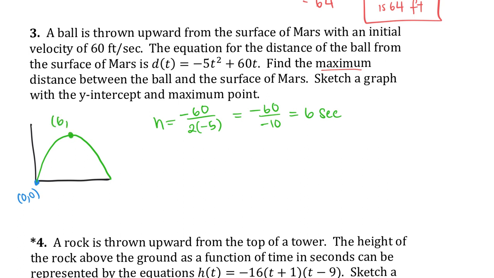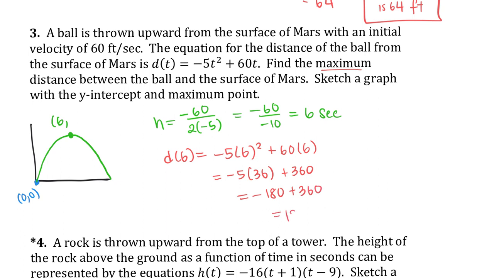So (6, ...), we need the maximum point, so we need to plug this back in. So the distance at 6 seconds, what is that, 360? Okay, and if you need a calculator, go ahead and use a calculator. I think that's negative 180. So I get 180. So what's the answer? Maximum distance. So the maximum distance is 180 feet.